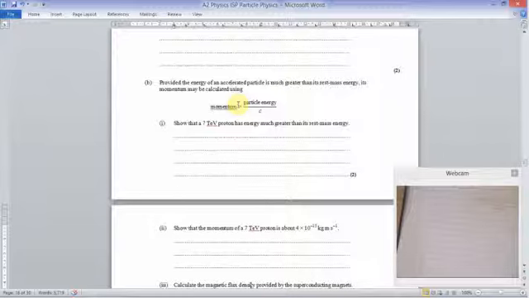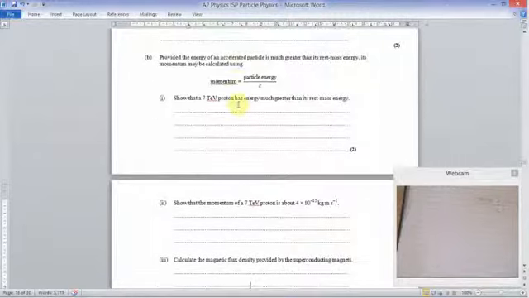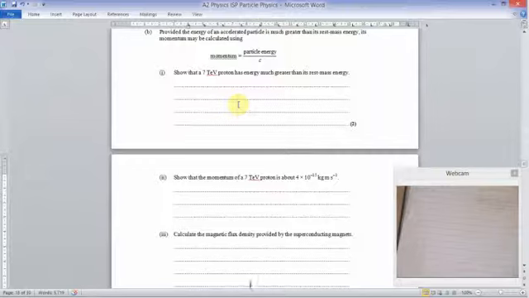And you end up with about 4-ish times 10 to the minus 15. There you go, 3.7 times 10 to the minus 15. Nice question to get. Right, calculate the magnetic flux. As we predicted, magnetic flux will be asked. Calculate the magnetic flux density provided by the superconducting magnets.